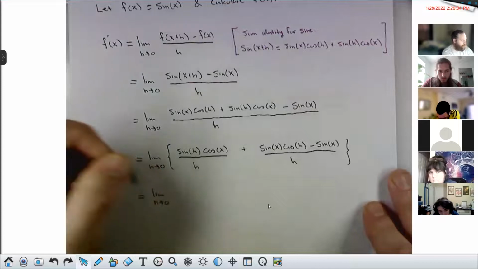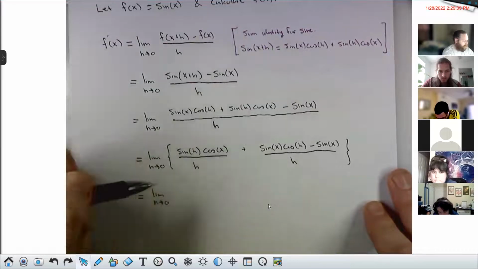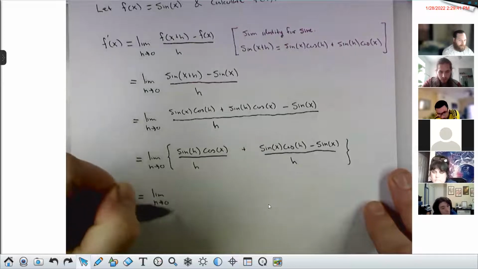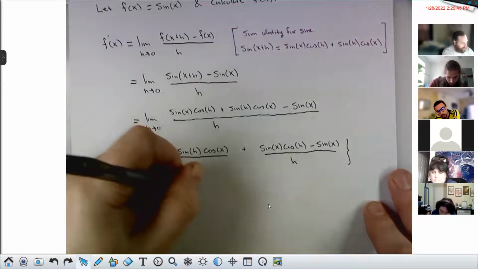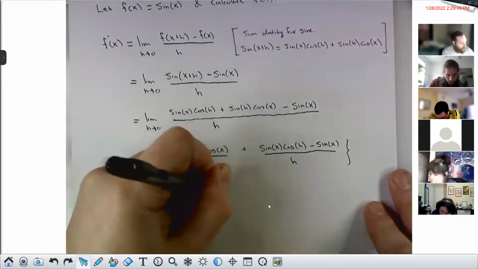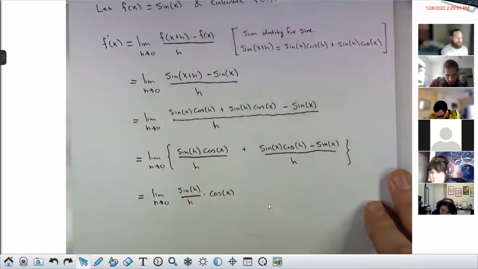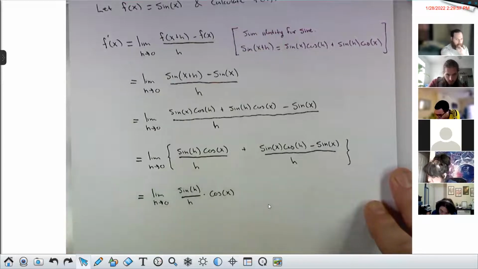I'm also going to do a bit of algebra. So here I've got sine h over h and then cos x. The limit here just involves the variable h. So I'm going to write that as sine h over h times cosine of x. That's fine because cos x is cos x over 1. And if you multiply those fractions across, it's the same.